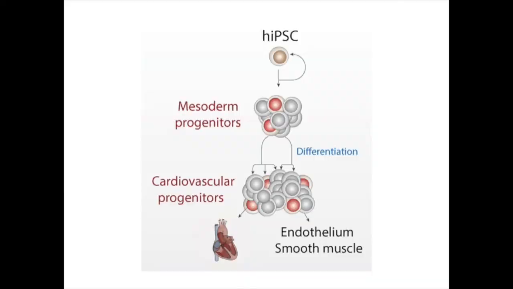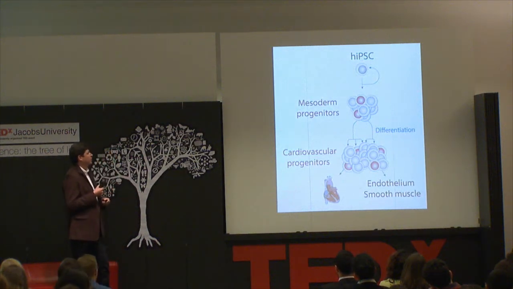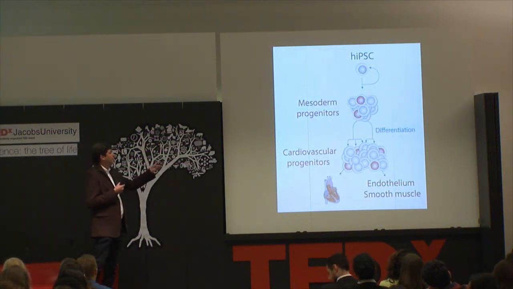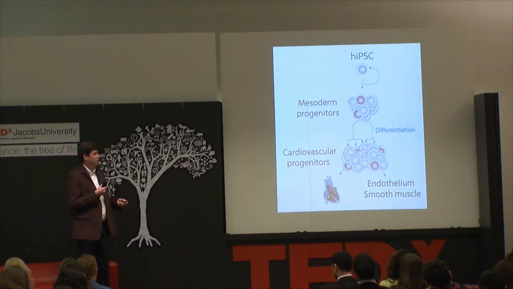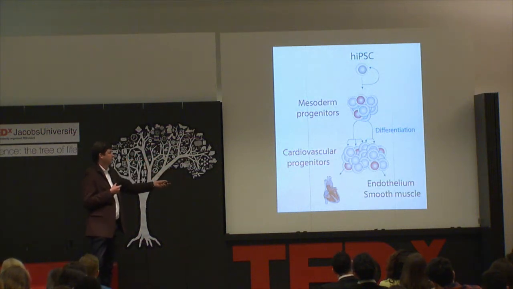Now, we need to remember that these human induced pluripotent stem cells are actually a proxy for human embryos, and the way that we induce their differentiation is by applying factors to them. We call these soluble factors or growth factors. These growth factors are present also in human embryos, for example, and by applying them to the cells on the top, we can induce their differentiation. So you can see here a gradual differentiation process from human pluripotent stem cells to mesoderm progenitors to cardiovascular progenitors.